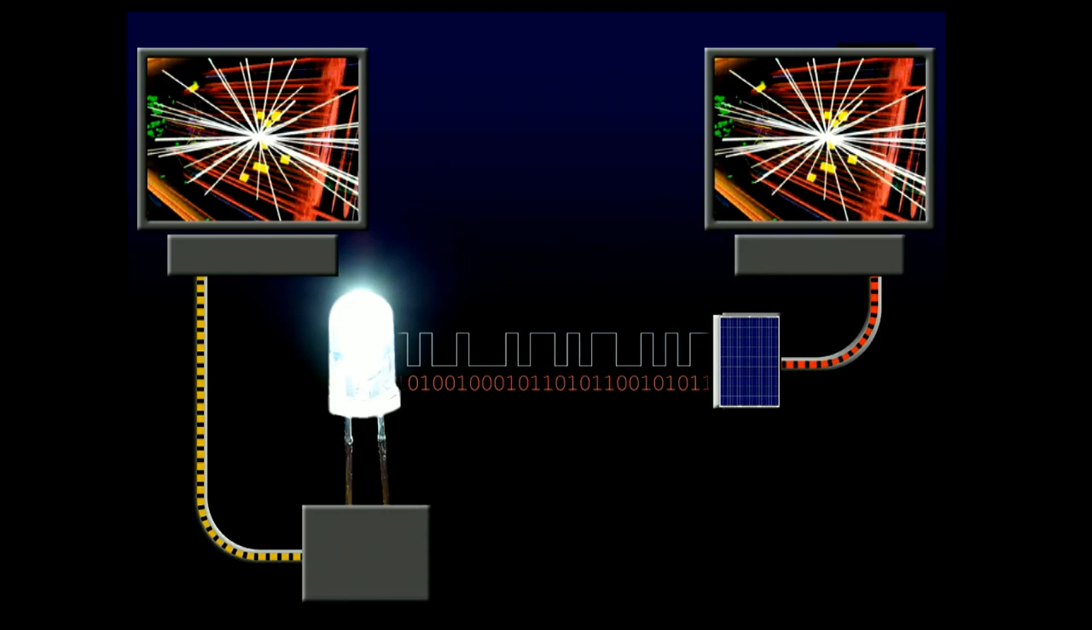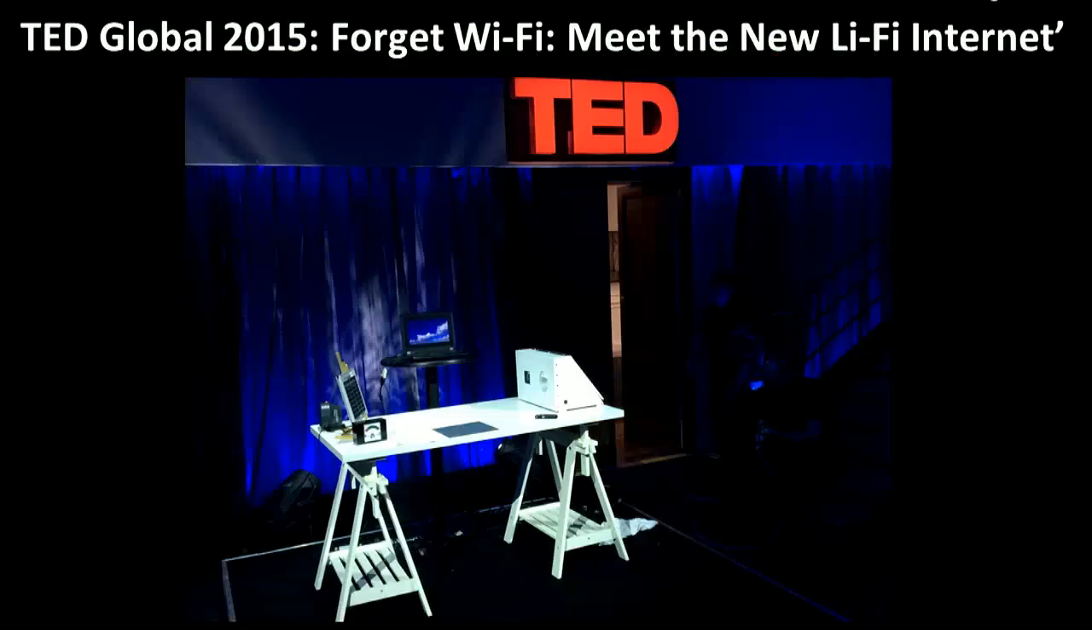Obviously, we don't use on-off keying, because on-off keying is hugely bandwidth inefficient. So we use a form of multi-level coding, but not only that, we also use multi-channel coding. So we use a form of OFDM, orthogonal frequency division multiplexing, to achieve very high data rates. So that's on the transmitter side.